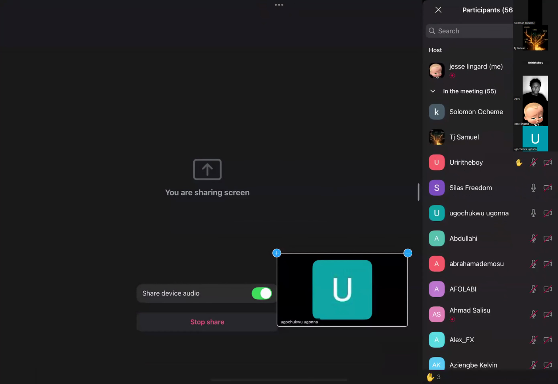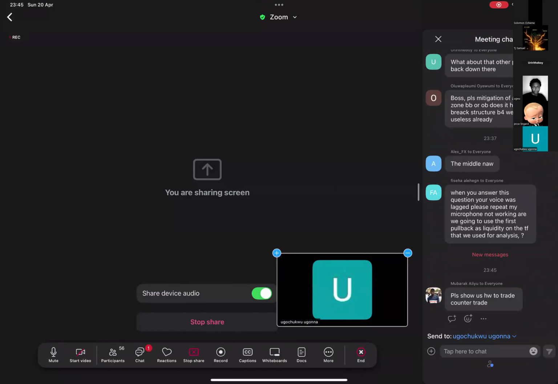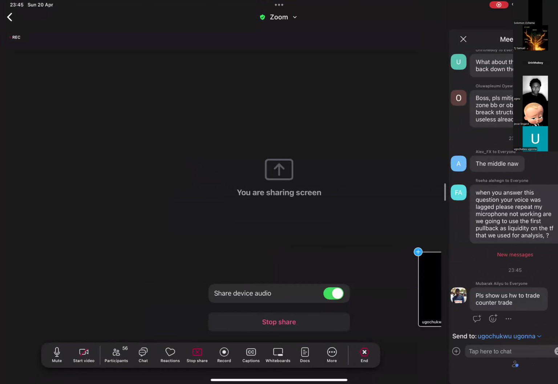But the question I asked was about breaker blocks. If the market uses a wick or body to break a structure, any one of them is a breaker structure.